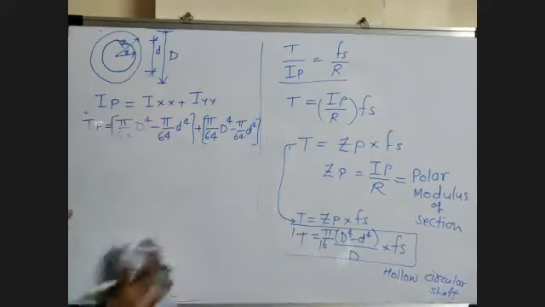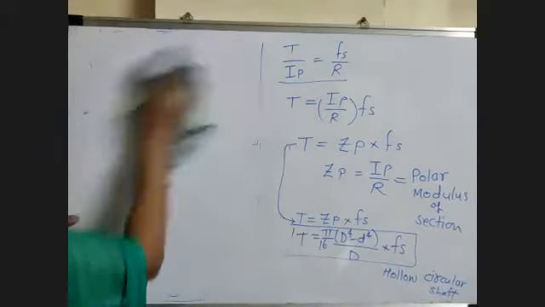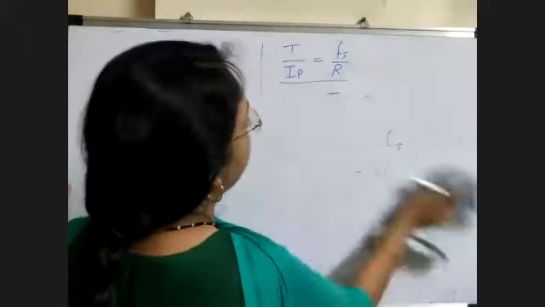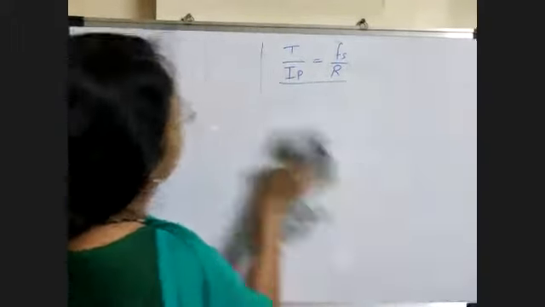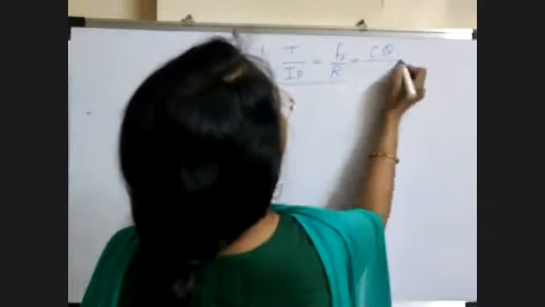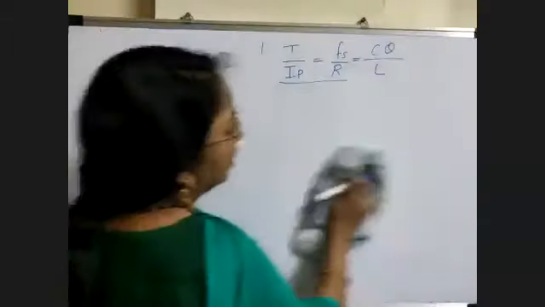Now we take the next part. So here we use the first half part, that is T upon Ip is equal to Fs upon R. Now let us take the next part. See here. This is your torsional equation. We had taken this earlier. From that we derived the formula of the torsional equation based on shear stress.